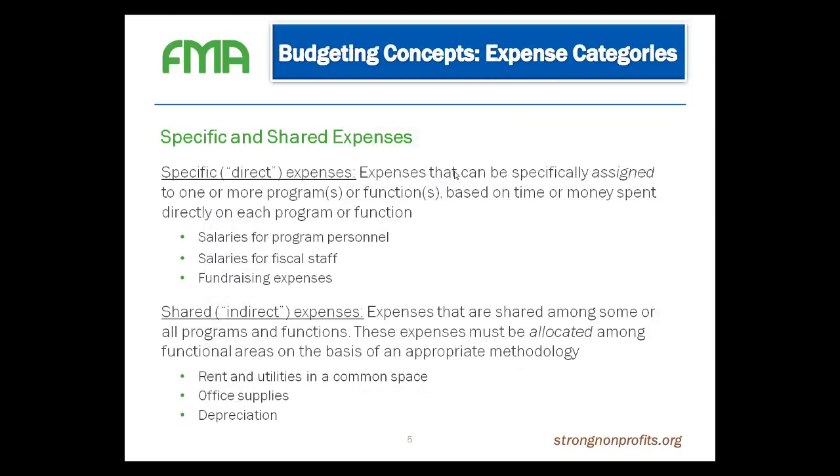A further distinction that will be important in using the program-based budget builder is the distinction between what we call specific and shared expenses. So specific expenses, also sometimes called direct expenses, are expenses that can be specifically assigned to one or more programs or functions based on time or money spent directly on each program or function. So examples of a specific expense are salaries for program personnel. So those expenses are specific to the program that those staff members work on.